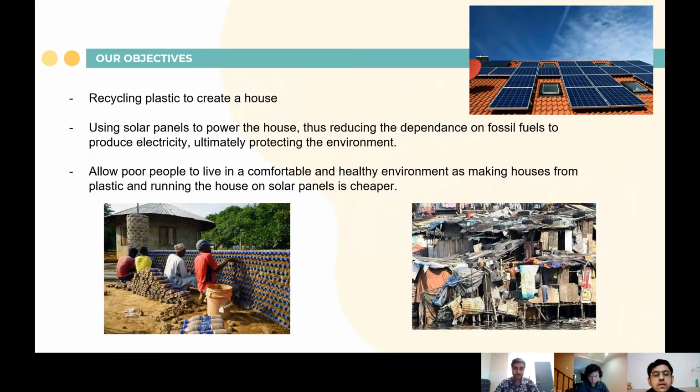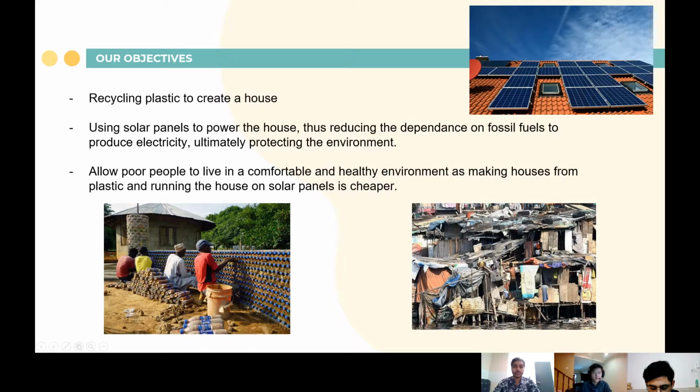We had three main objectives. The first one was to recycle plastic to create a house, because we wanted to make better use of plastic than it's currently being used, to make it more environmentally friendly.